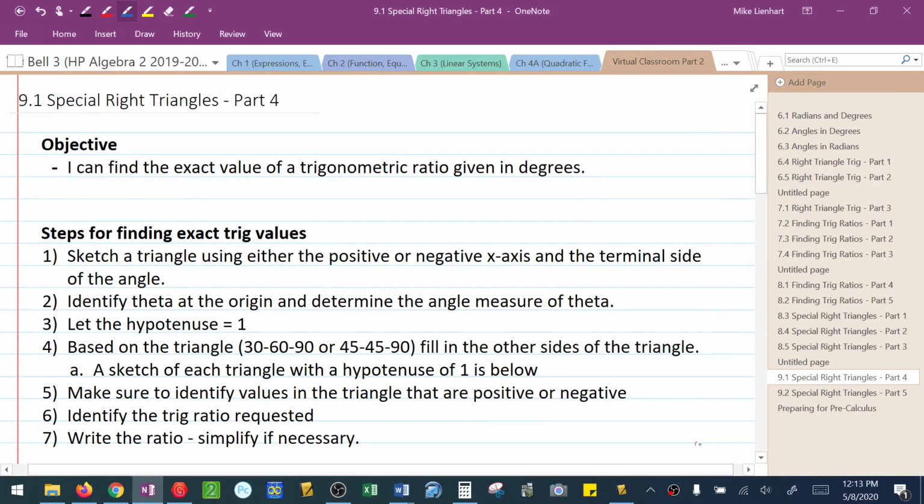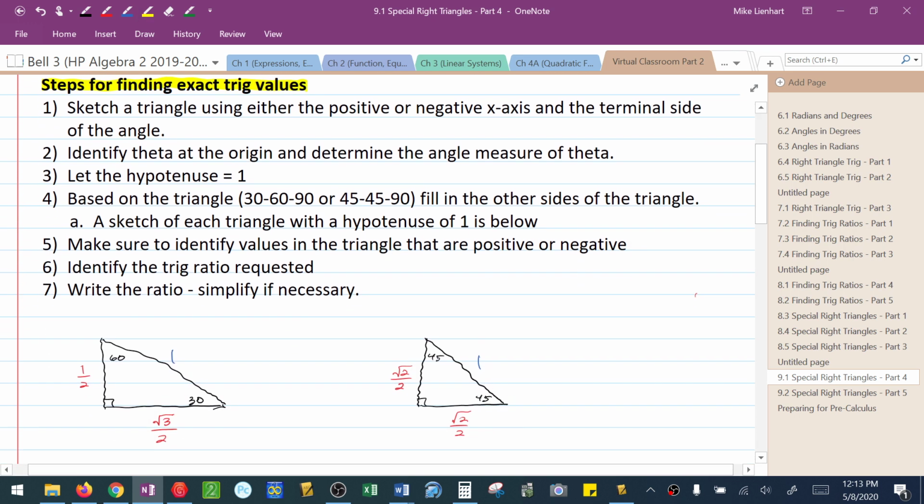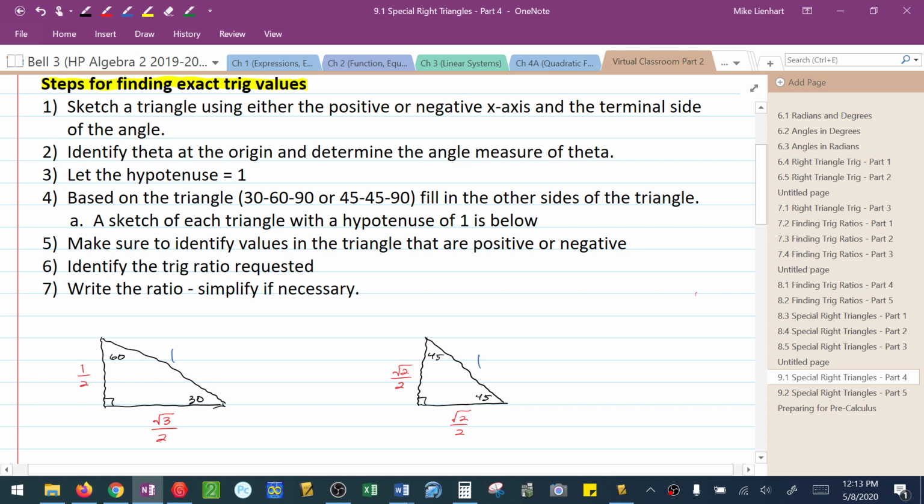This video is about special right triangles, but now we're going to move to finding exact values of trigonometric ratios when we're given measurements in degrees. I've written down here a series of steps that you can reference back to. One of the key elements is we're going to first set up the triangle that we need to see. Then we're going to apply steps 3 and 4, which is these two pictures right here.